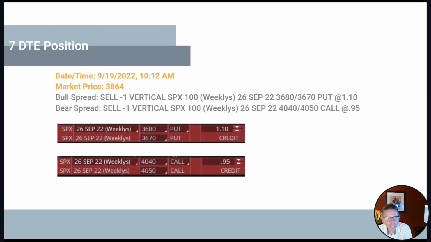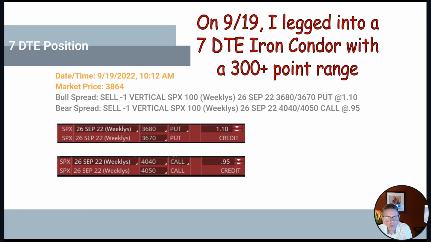All right, on this one here, this is a regular position that you put on for 7DTE, and you can see here the range is about 300 points. It's depending on volatility, okay, but these 7DTE trades are really good, really great, because you can manage them early and do good things with them.